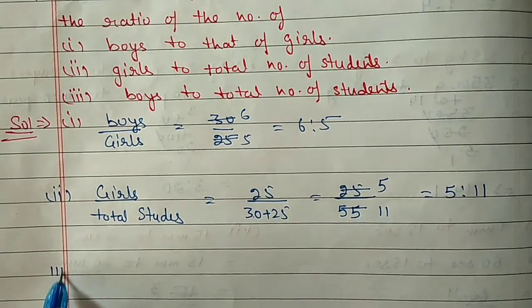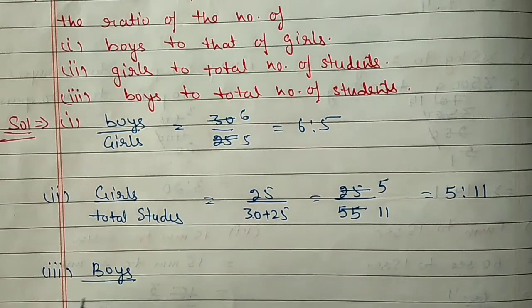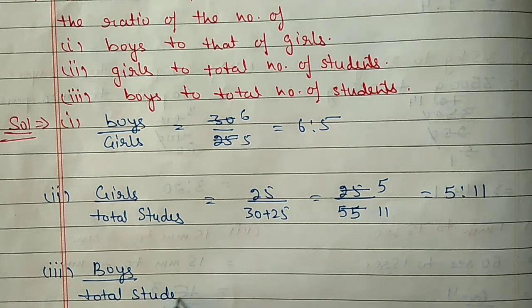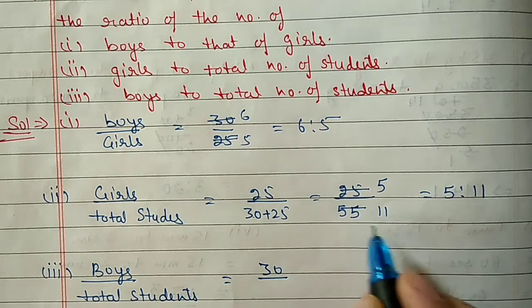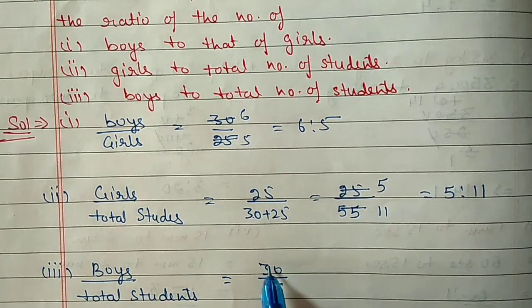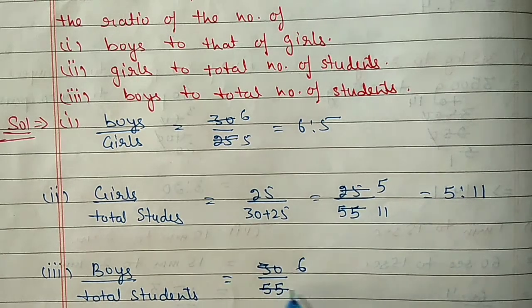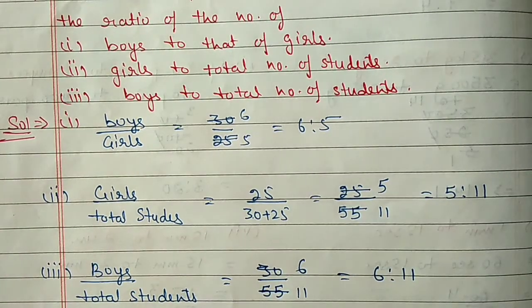Third part, you have to find out boys to total students. So boys are here 30 and total students we have just now calculated as 55. Do the cancellation. 5 6s are 30 and 5 11s are 55. So the answer is 6 is to 11.